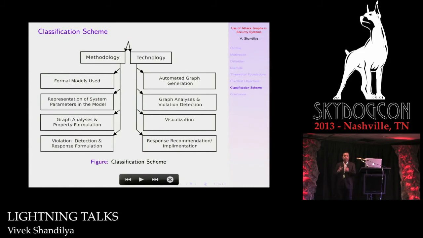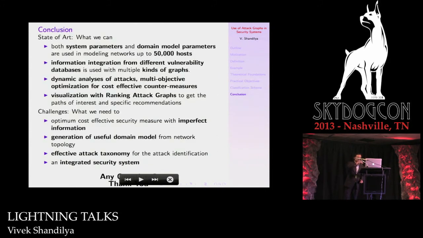So what exactly is the summary of the state of the art? What are the things that we can do? So here it is. Today we can do these things. Both the system parameters and the domain model parameters of the system can be used. More than 50,000 hosts can be modeled, and information integration from different vulnerability databases can be done, to deal with multiple kinds of graphs, and dynamic analysis and visualization is pretty good.